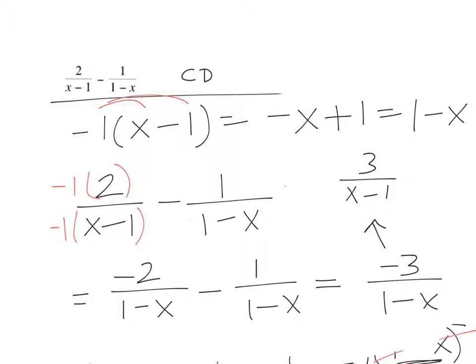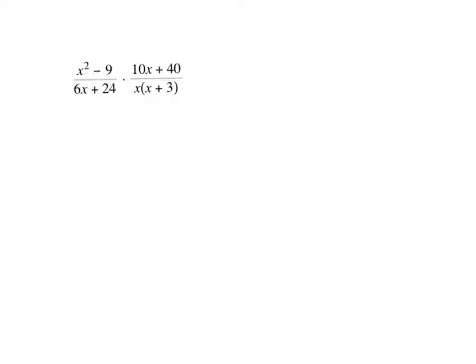Now let's do multiplying and dividing. When you're multiplying, you still factor first, but you're going to have to factor a lot more usually. So here I factor everything. Okay, so what does x squared minus 9 factor to? x plus 3, x minus 3. So everyone should be able to spot that difference of squares.